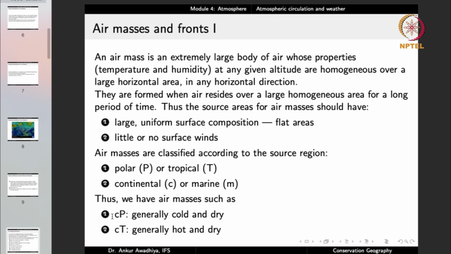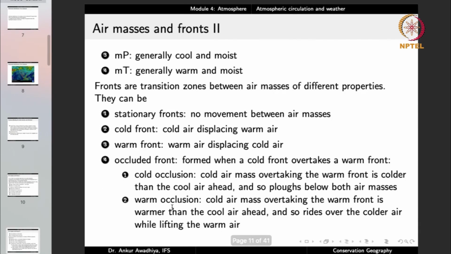So CP will be continental, it means it's dry. P means polar, it is cold. CT, continental, is dry, and tropical means it is hot. MP, marine, means moist, and P, polar, means it is cool. MT, M, marine, means moist, and T, tropical, means warm. So you have these four major classes of air masses.